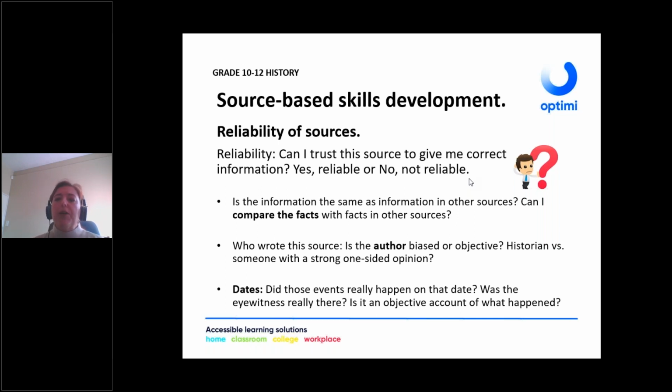Okay, now how can we determine reliability? Because it's quite difficult to determine the reliability of sources. But there is a number of ways that we can do that.